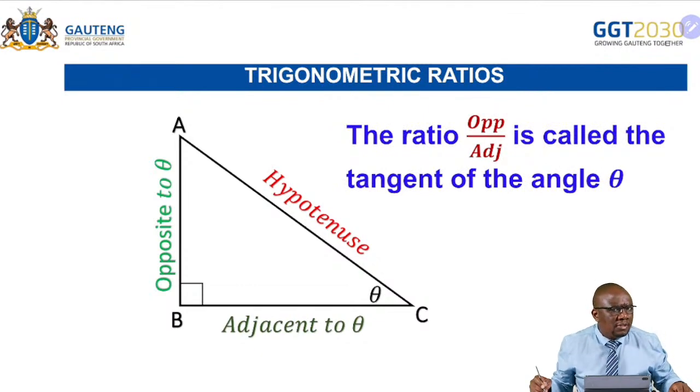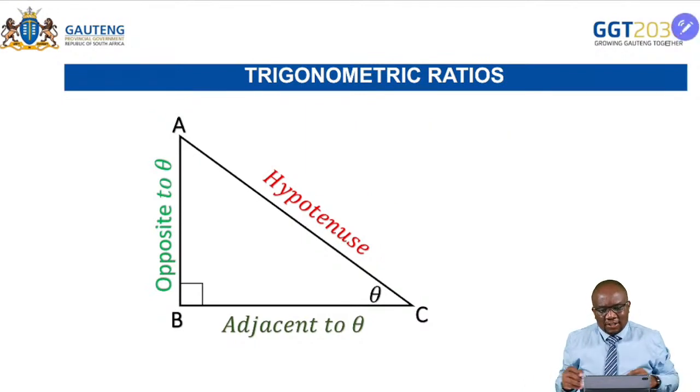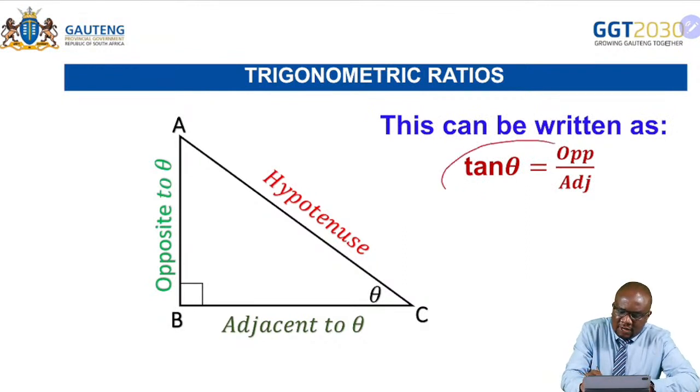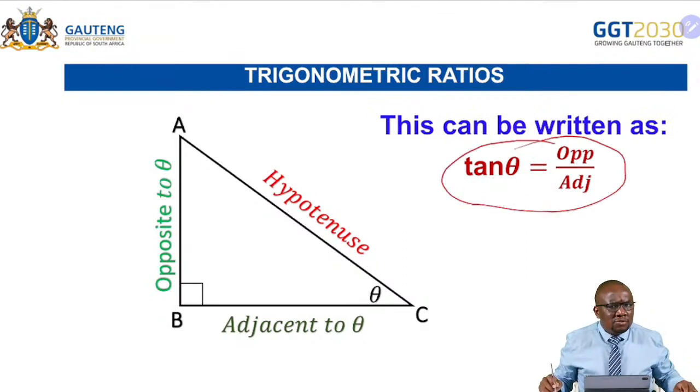So how do we write it in mathematics? Do we write the whole thing, tangent of angle theta? We say tan theta. Good. Tan theta is opposite over adjacent. Next to ratio number 3, write that. Tan theta is opposite over adjacent.